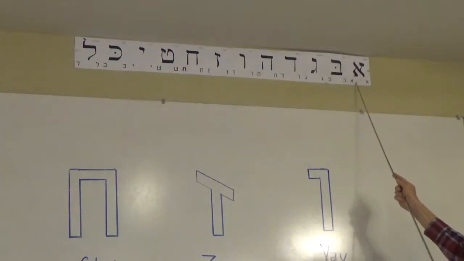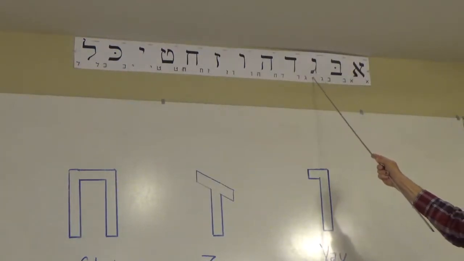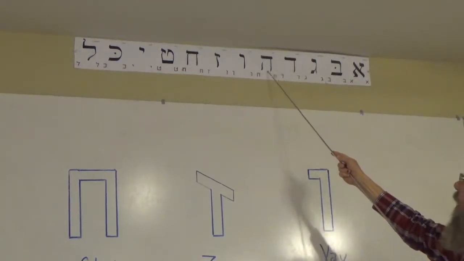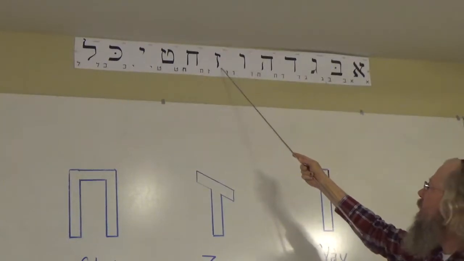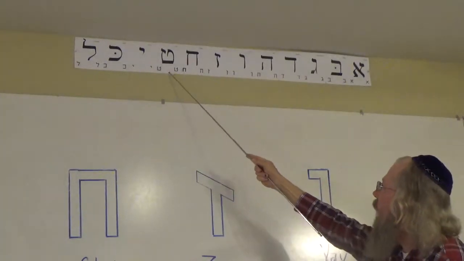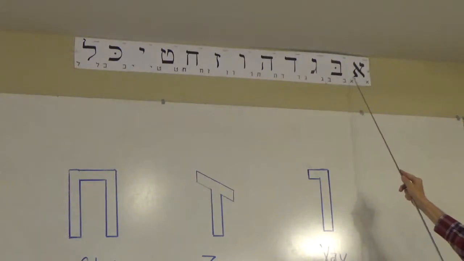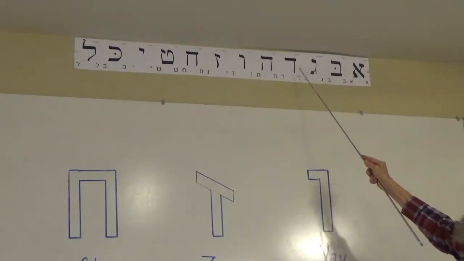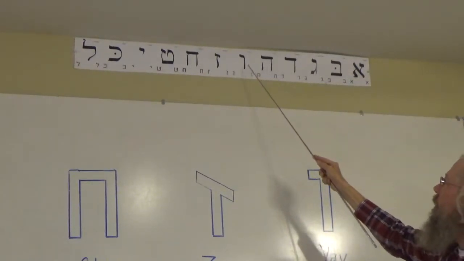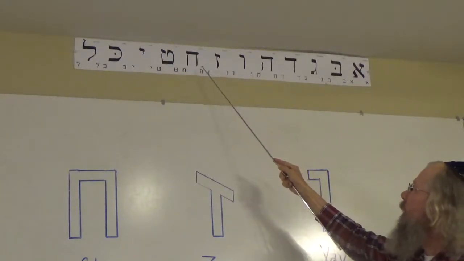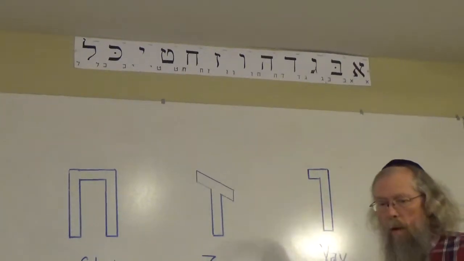Numbers. 1, 2, 3, 4, 5, 6, 7, 8, 9. Again. 1, 2, 3, 4, 5, 6, 7, 8, 9. All right, very good.